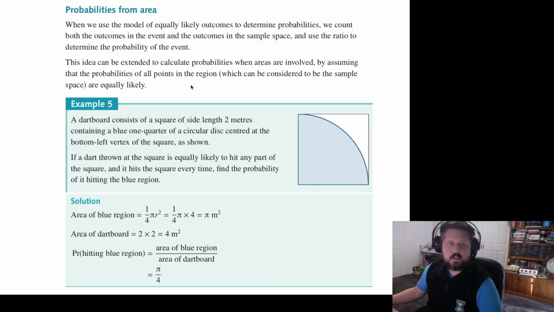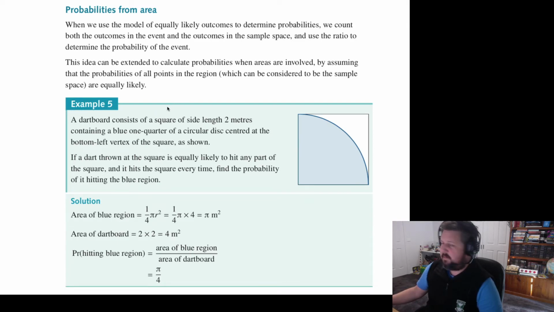This is interesting. You can get the probabilities from an area. So again, it says when we use a model of equally likely outcomes to determine probabilities, we count the outcomes in the event and the outcomes in the sample space and use the ratio to determine the probability of the event. It says this can be extended to calculate probabilities when areas are involved by assuming that probabilities of all points in the region, which can be considered the sample space, are equally likely.